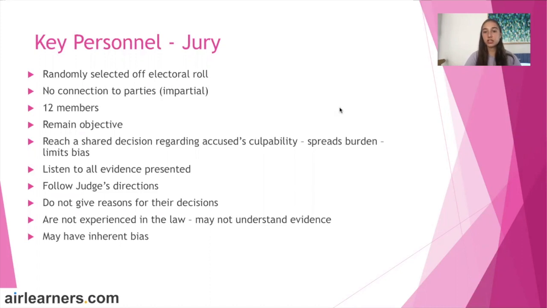That means that the decision is spread across 12 people, which limits bias, as with 12 people, it's unlikely that all 12 people would be influenced by preconceived ideas and biases. The jury has to listen to all of the evidence presented and follow the judge's directions. However, juries do not give reasons for their decision, so we're unable to determine whether they are affected by any preconceived ideas and biases.